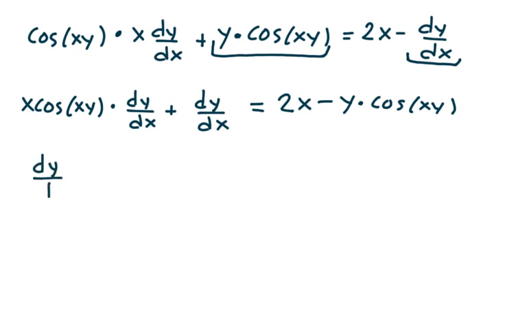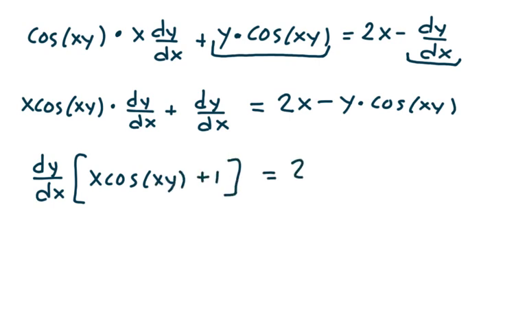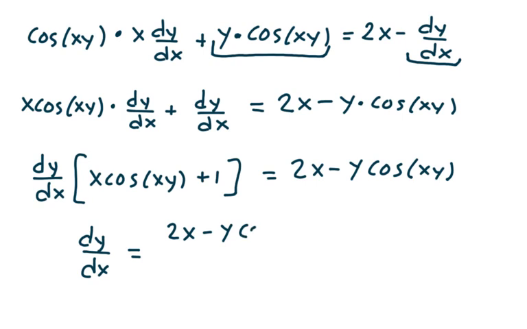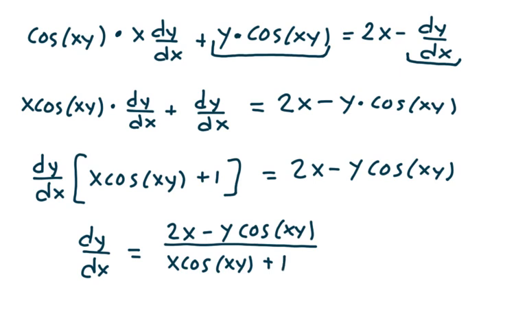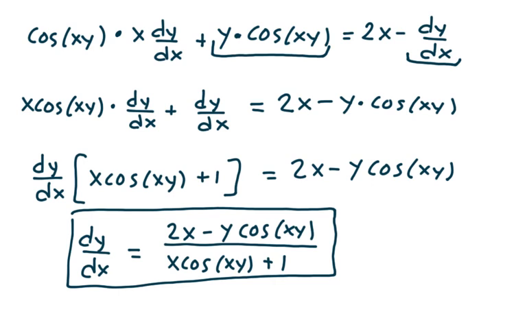Now we get to factor out a dy/dx. And when I do that, I get x cosine of xy plus 1 is equal to 2x minus y cosine of xy. Now I get to divide both sides by x cosine of xy plus 1. And when I do that, I get dy/dx is 2x minus y cosine of xy divided by x cosine of xy plus 1. That's a really good problem. That's problem number 18.